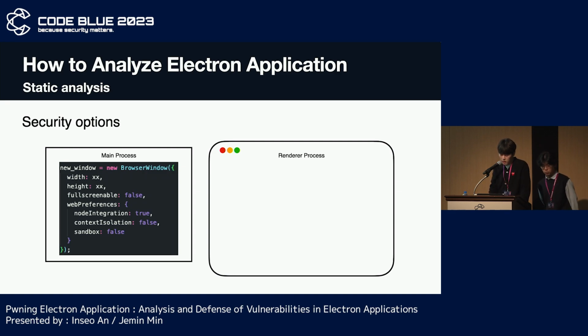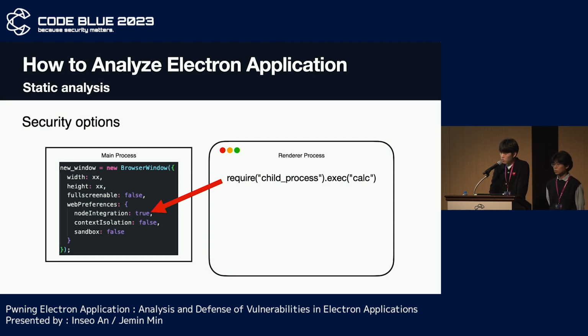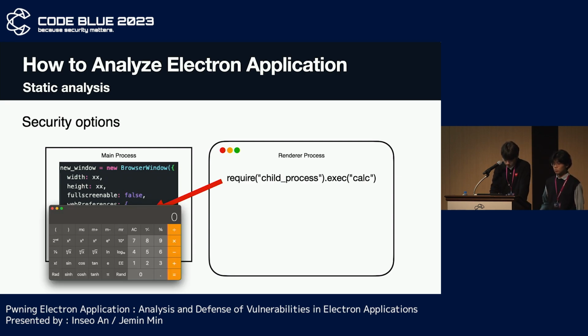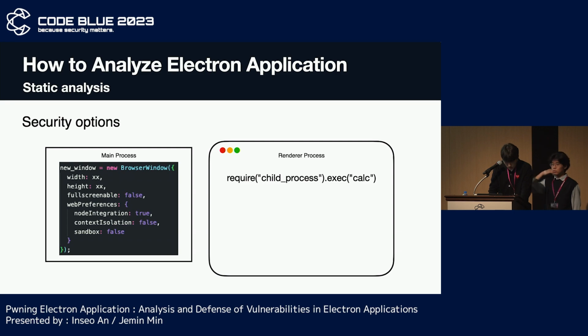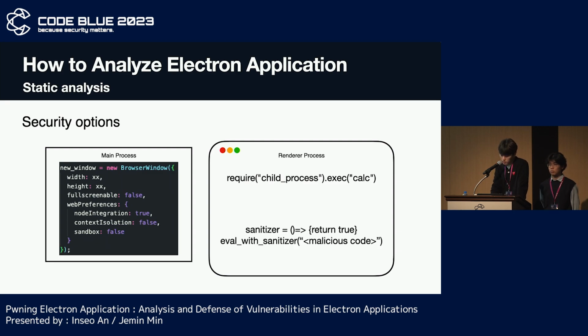The second is to make sure that the security options are set up properly. I'll give you an example of the options that I described in the previous slides. As you can see on the screen, if node integration is set to true, the renderer process can also run Node.js modules, making it easy to trigger remote code execution with only XSS. And if context isolation is set to false, even a function with sanitization logic can be disabled through prototype pollution attacks.